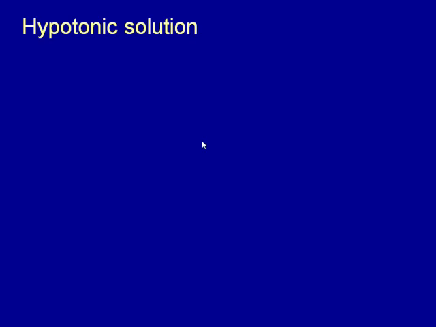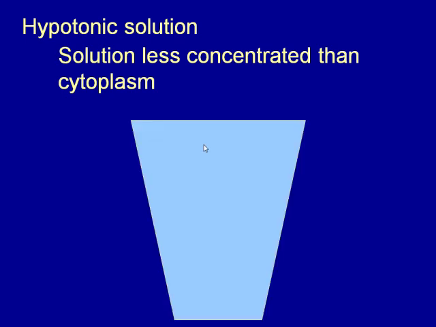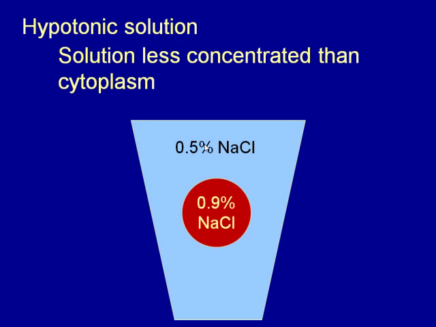The second type of solution is the hypotonic solution. Now hypo means less than or under. Think about a hypodermic needle goes under the skin. So in a hypotonic solution, the solution is less concentrated than the cytoplasm of the cell. So this time we'll put 5/10% sodium chloride in our beaker. The inside of our cell is still a 9/10% sodium chloride equivalent solution. Is Mother Nature unhappy?